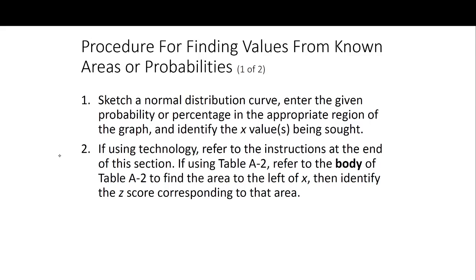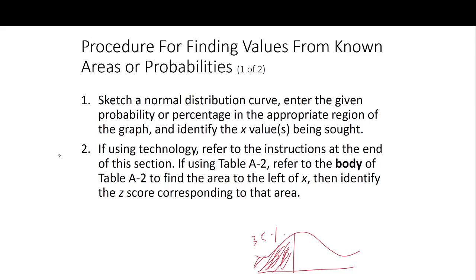So how do we find the procedure for finding values from known areas or probability? How do you find a z-score using the area or probability? First of all, you need to sketch the normal distribution curve like this. Enter the probability or percentage in the appropriate region. For example, let's say you are given this area, which is 35%. That's the area under the curve, which is 0.35 or 35%.